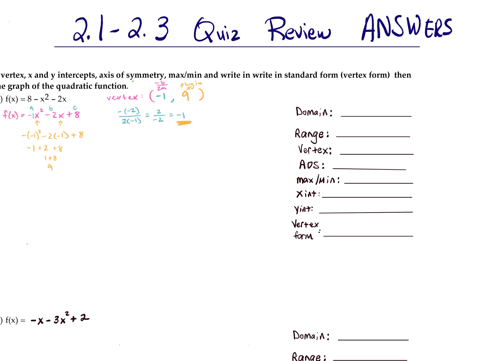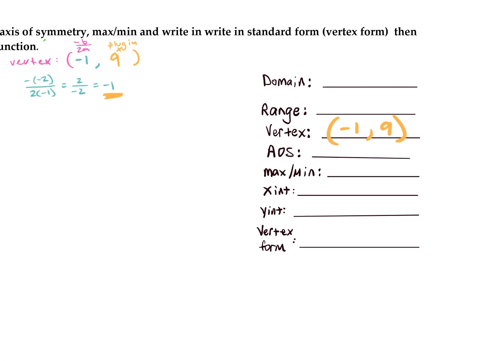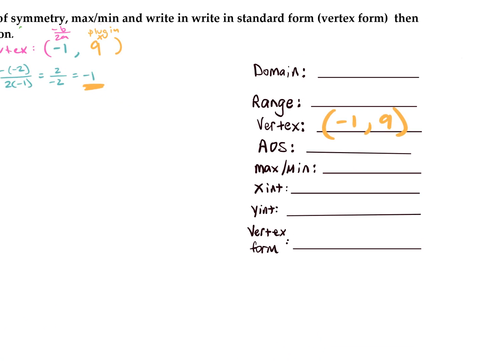So first thing we found was our vertex, which is negative 1, 9. That tells us what our axis of symmetry is. What is our axis of symmetry? X equals negative 1. It's always the x value from your vertex.